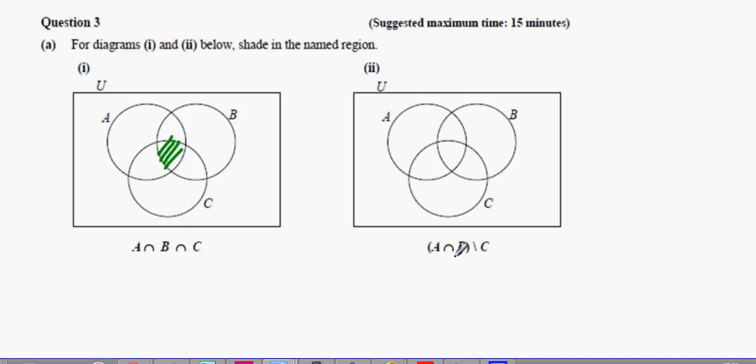The next one is everything that's in A intersection B but cannot be allowed in C. So it's not allowed to be in C. That's what less C means. Can't be allowed in C. So just gotta get rid of this part here. And that's our answer there. Okay. Next part.